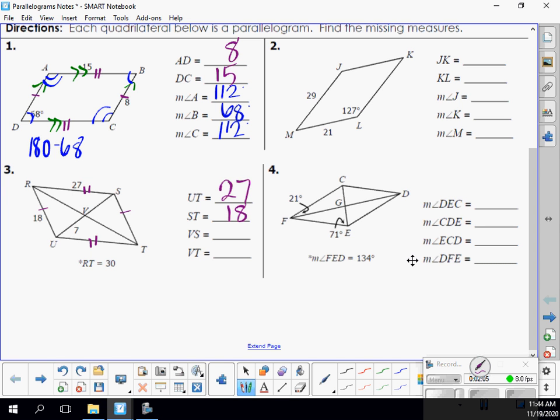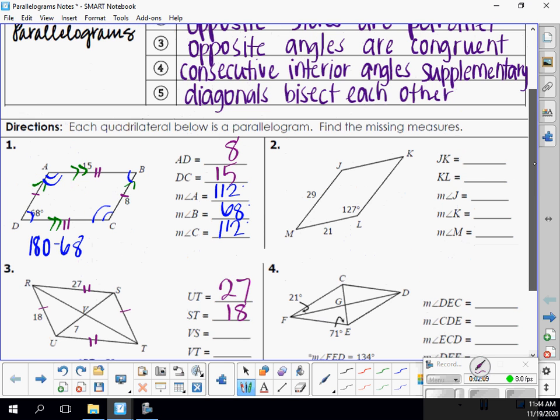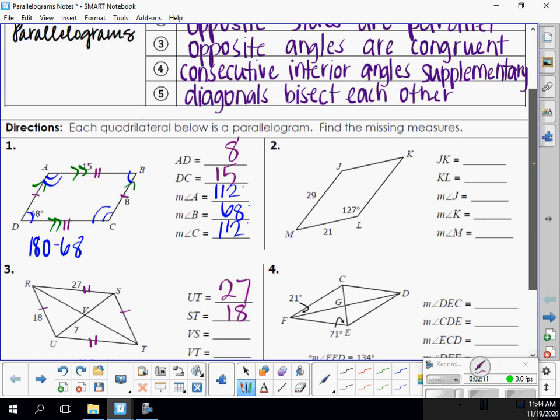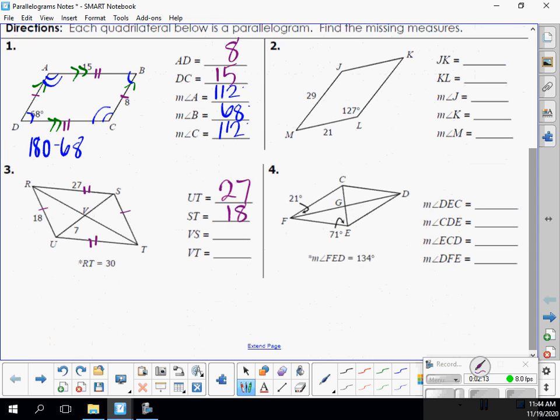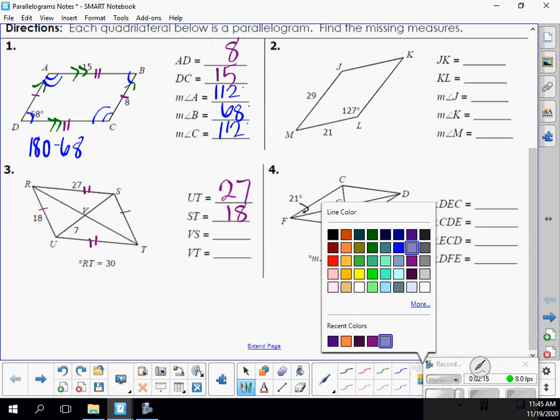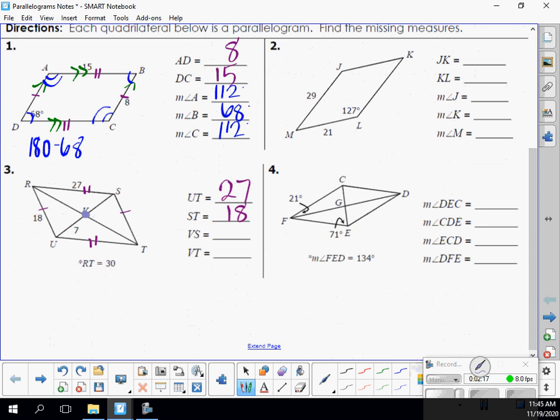And then we see some diagonals. Those are running from corner to corner. And I am told in property 5 that diagonals bisect each other, which means they cut them in half. So if I'm looking here, that means V is acting as a midpoint of both segments. So if UV is 7, VS has to be 7. Well, if UV is 7 and VS is 7, that whole thing is 14.